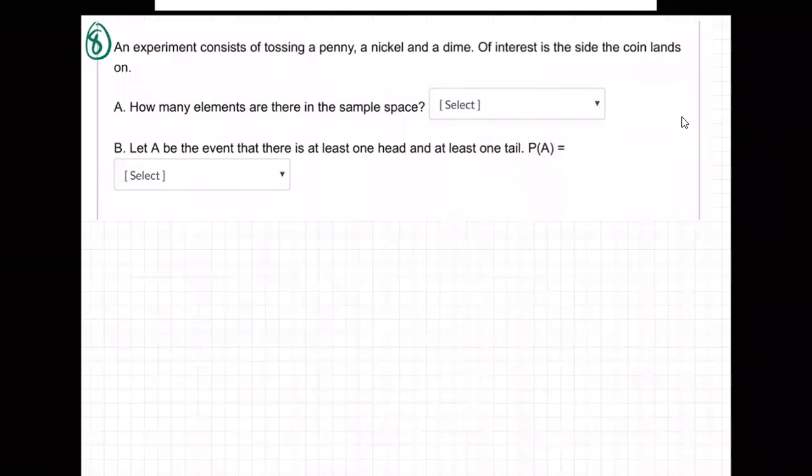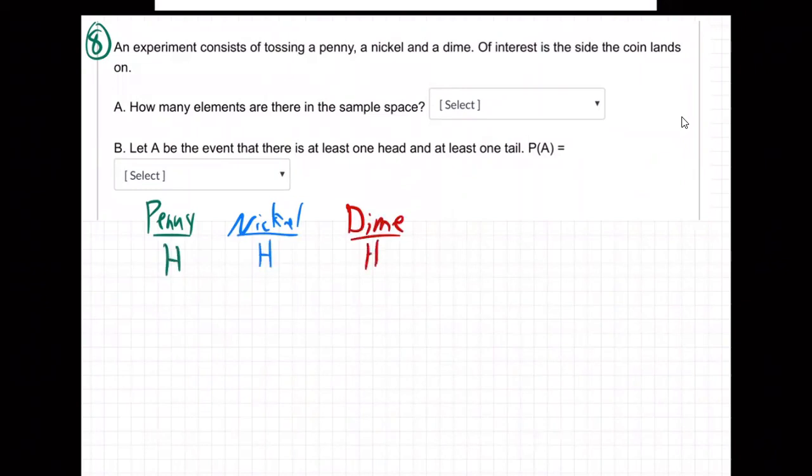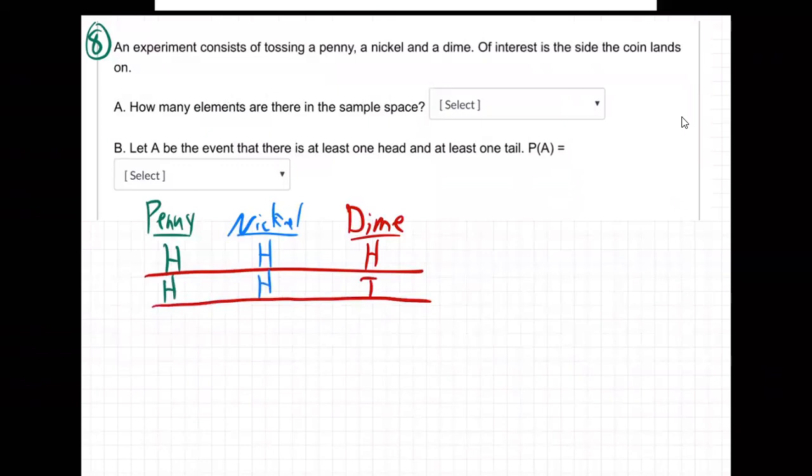So first off, I have the penny, and then next I have the nickel, and then last I have the dime, right? Okay, so I could get a heads on the penny, a heads on the nickel, and a heads on the dime. That's one thing that can happen, right? Or I could get a head, a head, and a tail. That's a second thing that can happen.